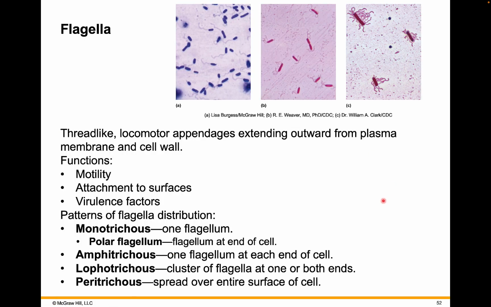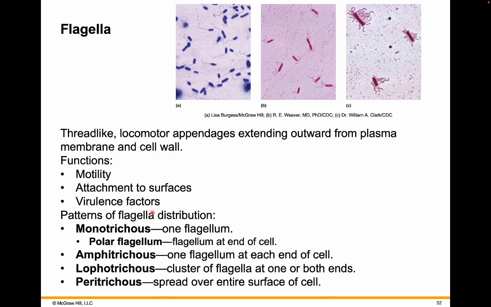On the other hand, the flagella are thread-like locomotor appendages extending outward from the plasma membrane. Their purposes are motility, sometimes attachment, and sometimes they are virulence factors. But motility is the main function for these bacteria.